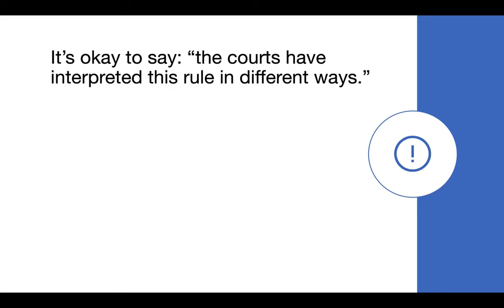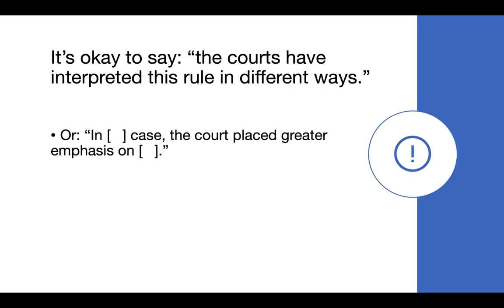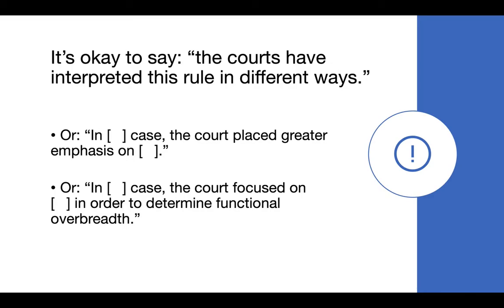One thing that may be difficult to get around is to think about how to be clear that it's not clear. So it's fine to say the courts have interpreted this rule in different ways. In fact, I think you should say something like that in order to be upfront and to advise your partner as well as possible. Similarly, you might say something like this. In the Home Paramount case, for example, the court placed greater emphasis on the functions of the employee. And maybe you'd say, in the other case, the court focused on the employer's functions more in order to determine functional overbreadth. And so these are just examples of how you could handle that question and be clear that there is a variety of opinion about approaching this.